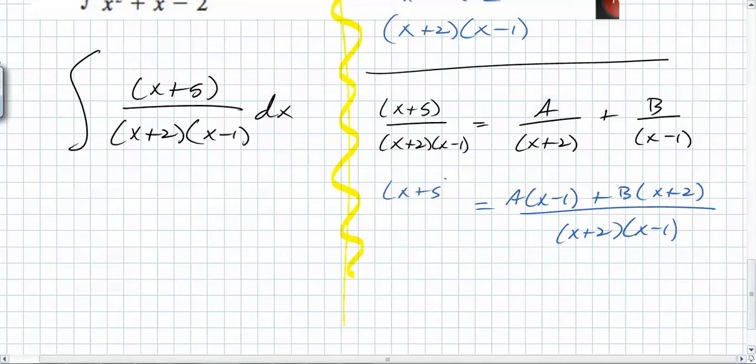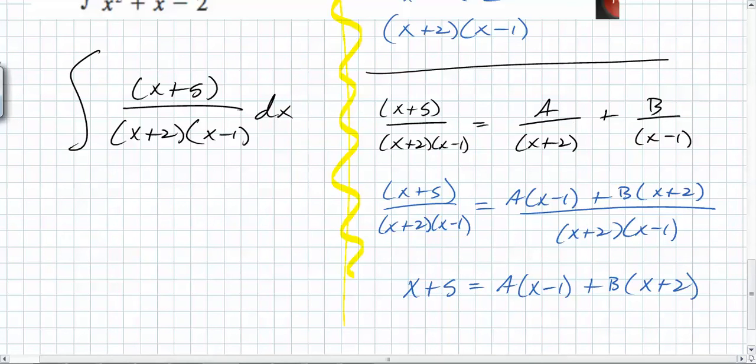Okay, so you know that this has to be true, but if the denominators are the same, it means the numerators have to be the same. So you know that x plus 5 has to equal a times x minus 1 plus b times x plus 2. And I'm going to help you out a little bit more here because I understand. I'm going to give you a quicker way. You ready? Want to see a magical thing?